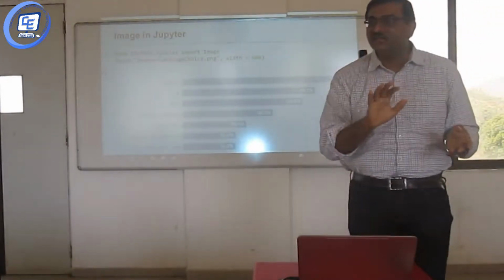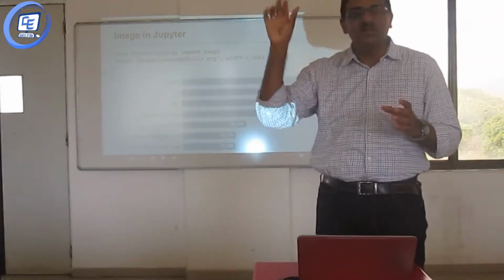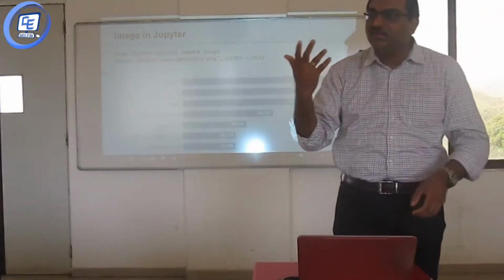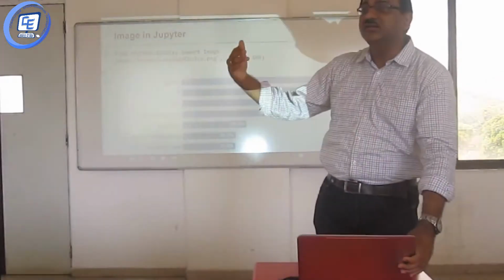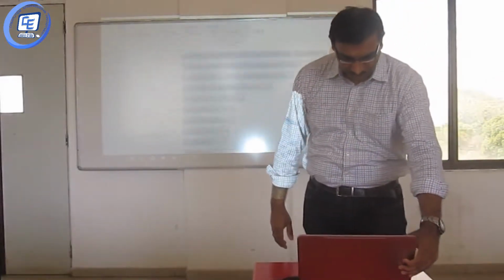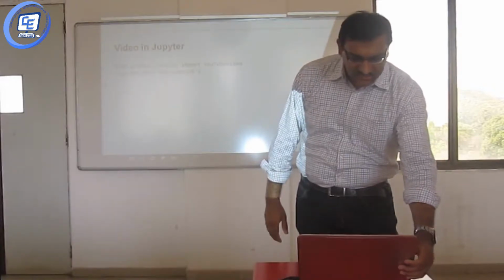If you decrease the width, the size will be small. If you increase the width, the size will be bigger. So we can easily control that. So this is displaying images in Jupyter. Next, let us come down.